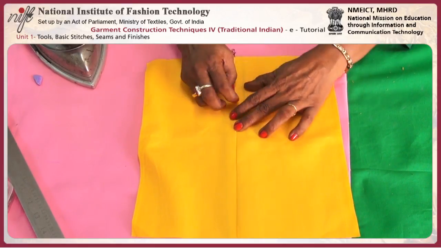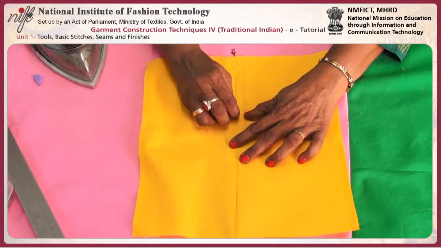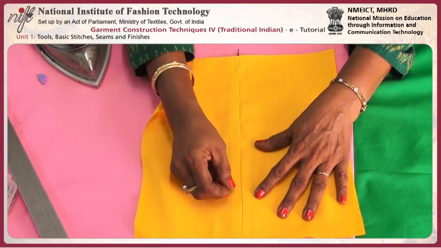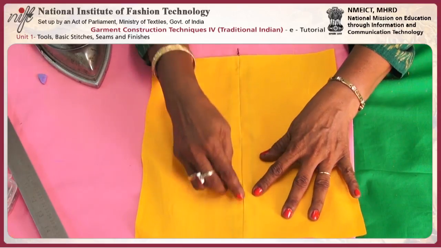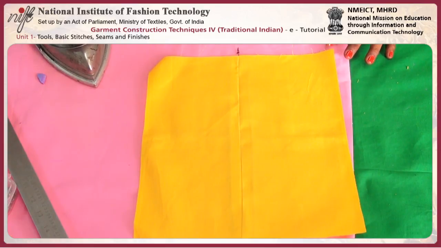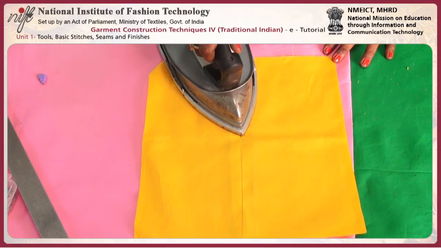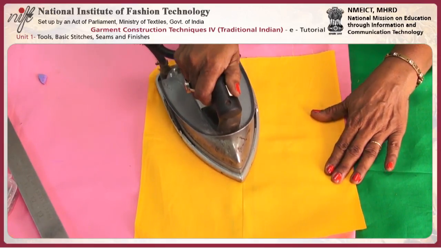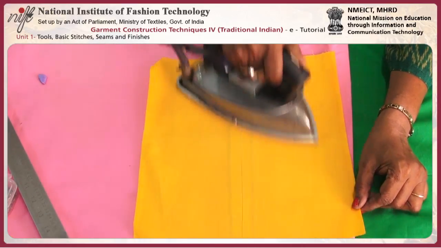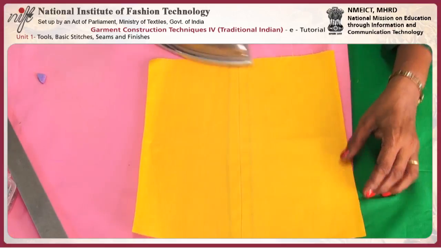You should crease at the right side also to flatten to that extent, and the wrong side also to flatten to this extent. So there won't be any pleat formation on both the sides. So again press on the right side to get a flat surface. So the creasing is very important.